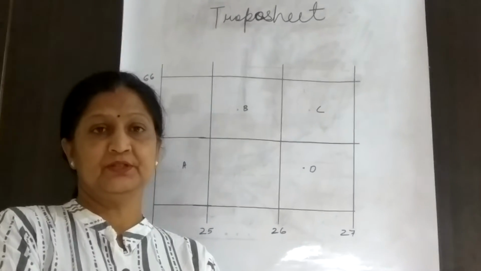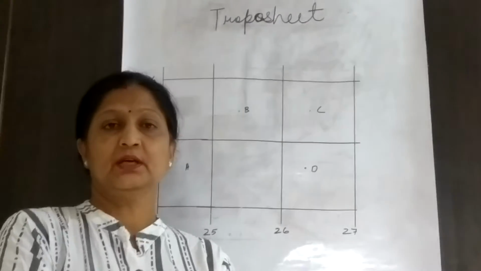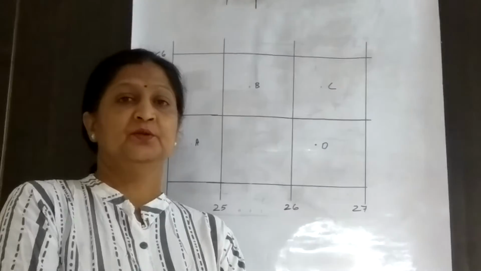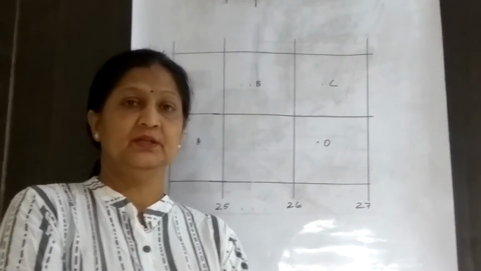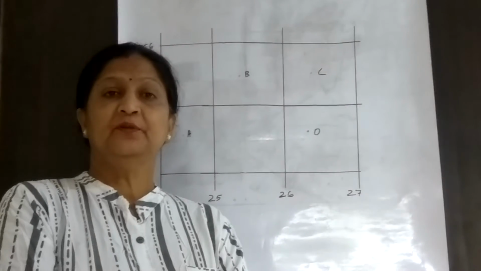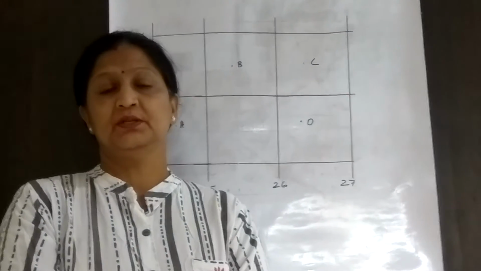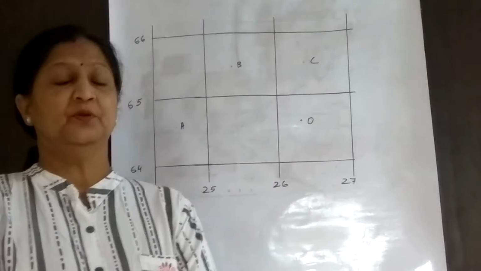Now we are going to start the grid reference on the topo sheet. It is a compulsory question. The 2 marks question comes every year, and you can expect that the question will be there this year also. The grid reference means, as I told you, the topo sheet was prepared by the Britishers for the Indian topography.